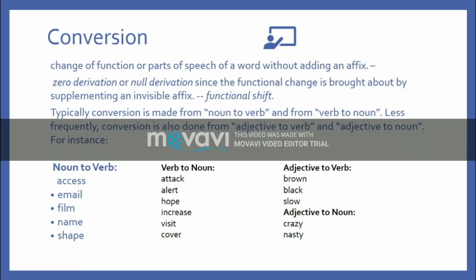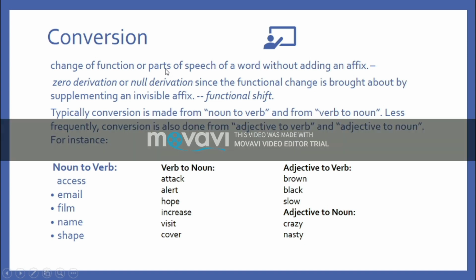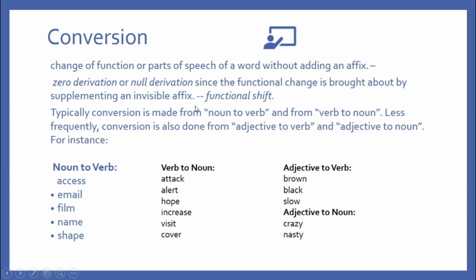Conversion is another way of having new words. In conversion, there is a change of function or part of speech of a word without adding an affix. So you do not add an affix, there is no suffix or prefix, it remains unchanged, but still its function changes and you get a new word. So there is zero derivation or null derivation, since the functional change is brought about by supplementing an invisible affix. So there is a functional shift.